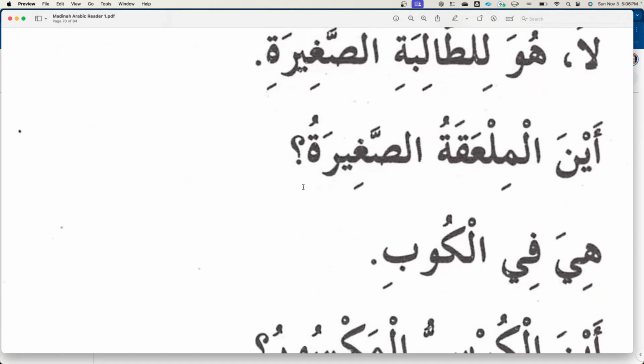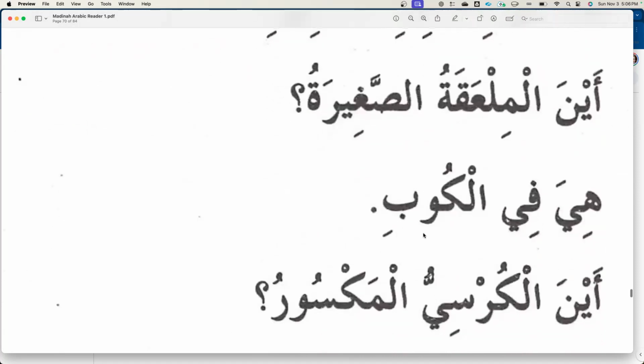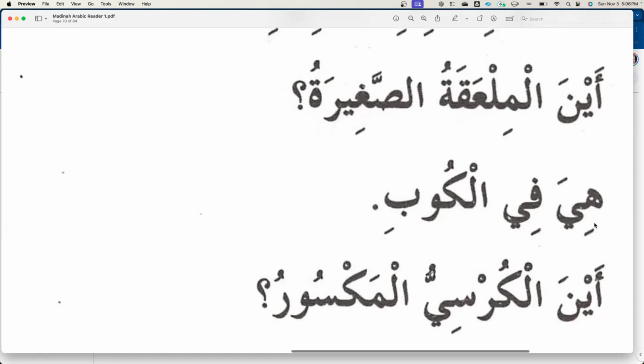Spoon. Where is the small spoon? It is in the cup. Cup. Okay? It is in the cup. Why here? Because what is here pointing to? The spoon. Okay?